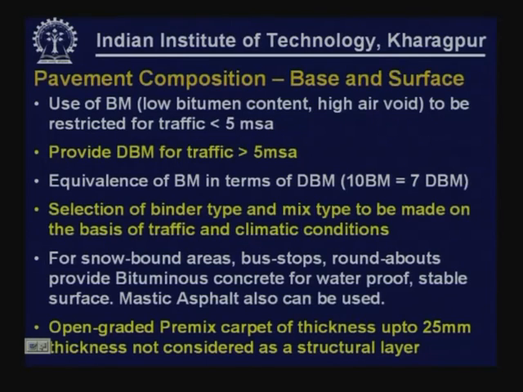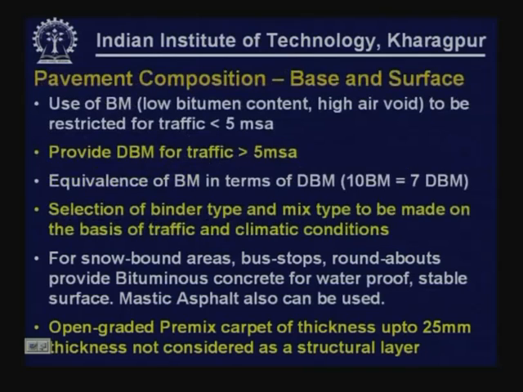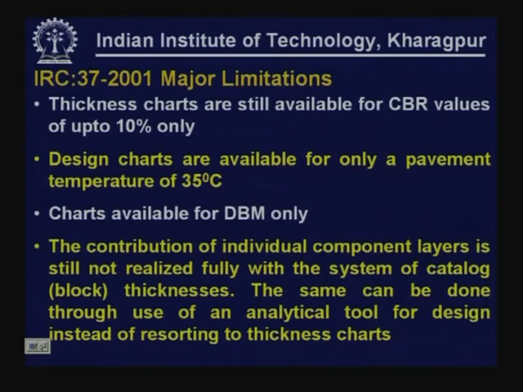Equivalence of BM in terms of DBM is approximately 10 BM is equal to 7 DBM. Selection of binder type and mix type to be made on the basis of traffic and climatic conditions. For snow-bound areas, bus stops, roundabouts, provide bituminous concrete for a waterproof, stable surface. Mastic asphalt also can be used. Open graded premix carpet of thickness up to 25 millimeters is not considered as a structural layer.